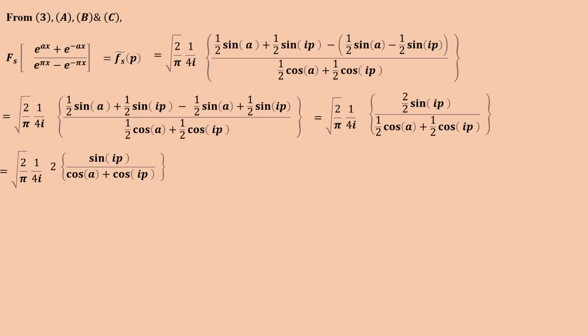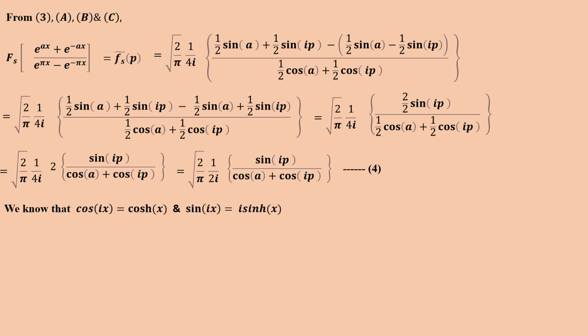In the numerator you are having sin ip, 2 and 2 get cancelled. In the denominator, half is common, so 1 by 2 in the denominator will become 2 in the numerator, right? That is why 2 into sin ip by cos a plus cos ip, which is equal to root 2 divided by pi times 1 by 2i sin ip by cos a plus cos ip, because 4 and 2 get cancelled, remaining you are having 2 in the denominator, that is why 1 by 2i. That is equation number 4.